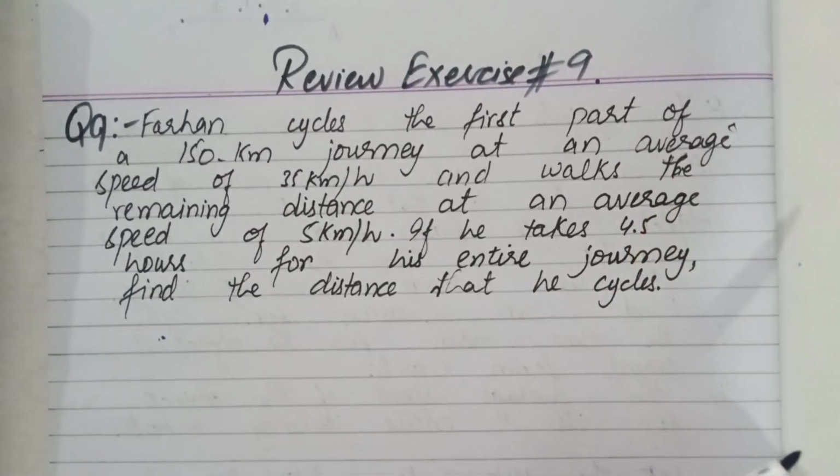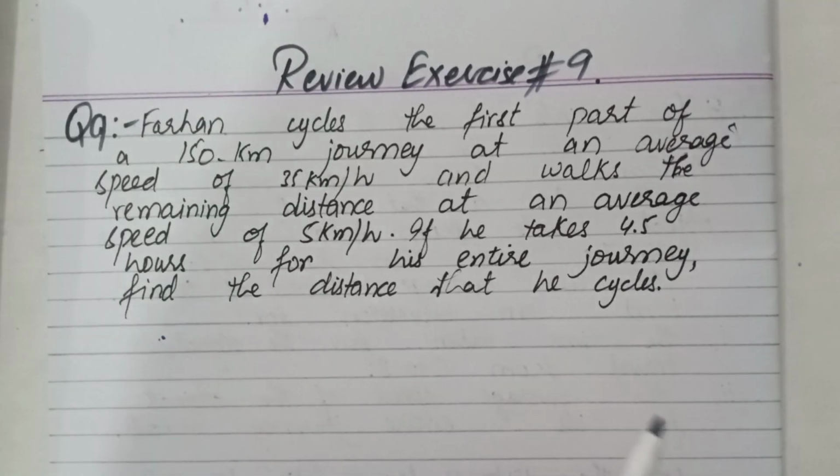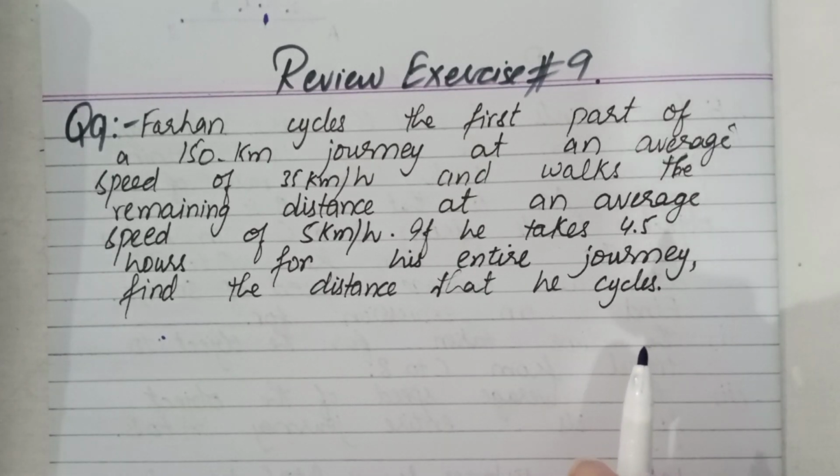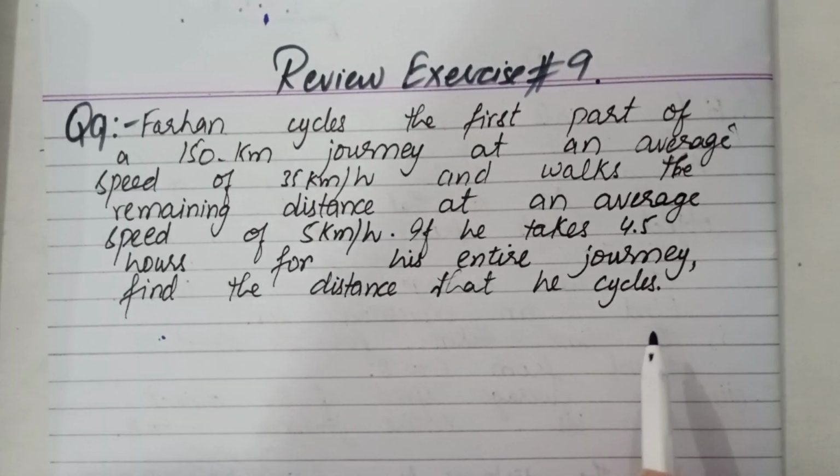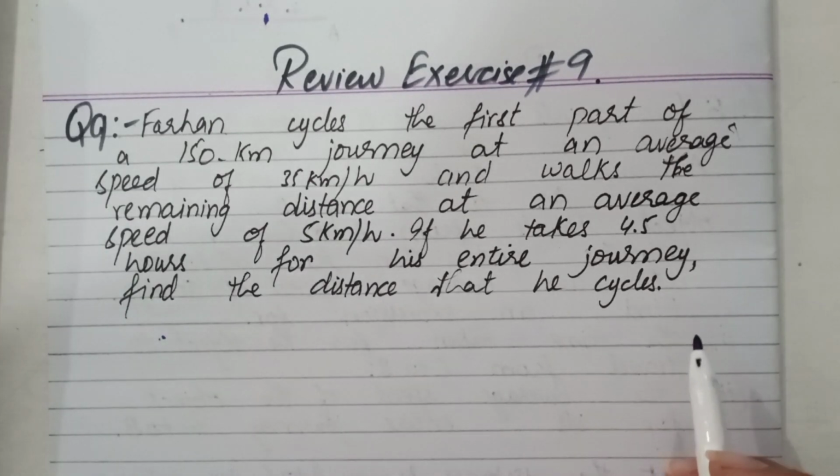Now students, question number 9. Farhan cycles the first part of a 150-kilometer journey at an average speed of 35 kilometer per hour and walks the remaining distance at an average speed of 5 kilometer per hour. If he takes 4.5 hours for this entire journey, find the distance that he cycles.